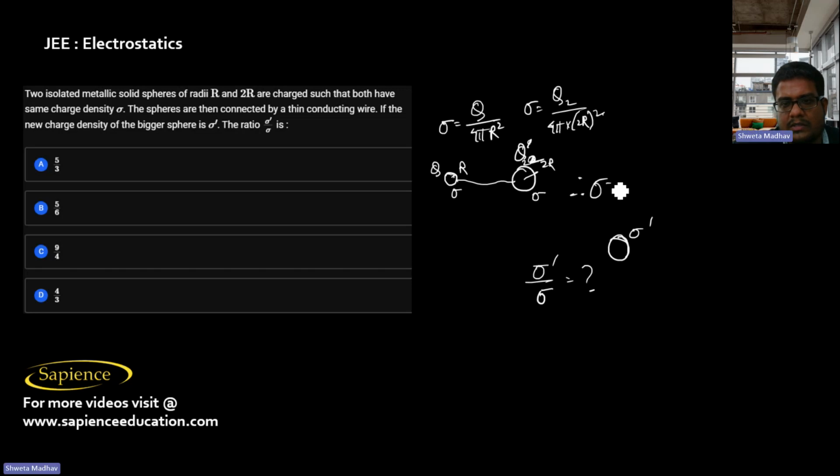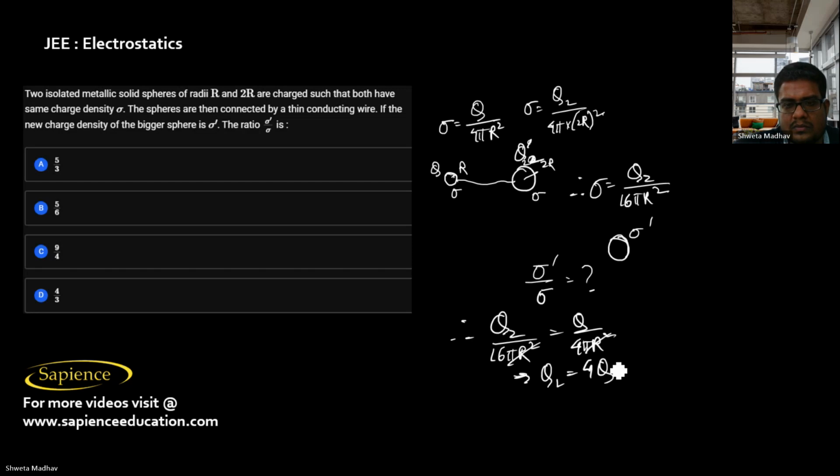Therefore, sigma will be q2 by 16 pi r square. So q2 by 16 pi r square is equal to q by 4 pi r square. Pi r square will cancel, so q2 will be equal to 4q. So the charge on the second sphere is 4q.